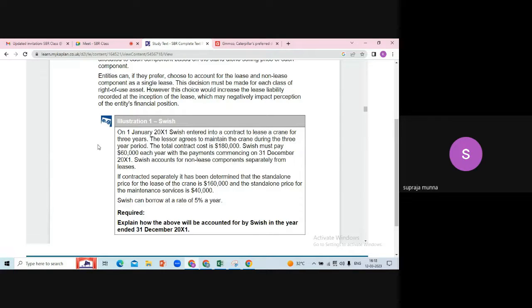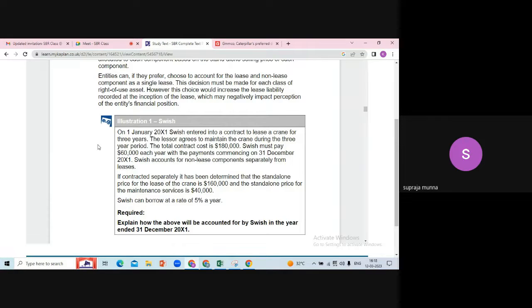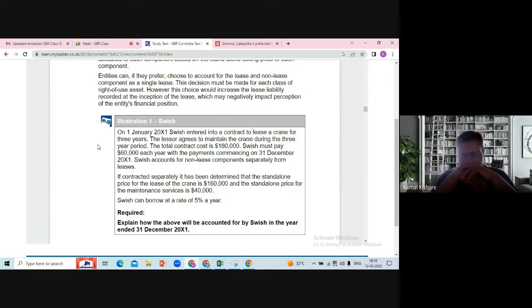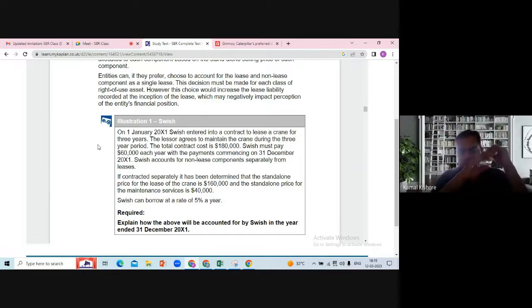180, and every year they'll be paying 60. Here they're insisting on non-lease components separately from the leases. So they're telling that the maintenance services for that standalone price is around 40. So they want to separate that 40 and 160 both. They want to show it differently.